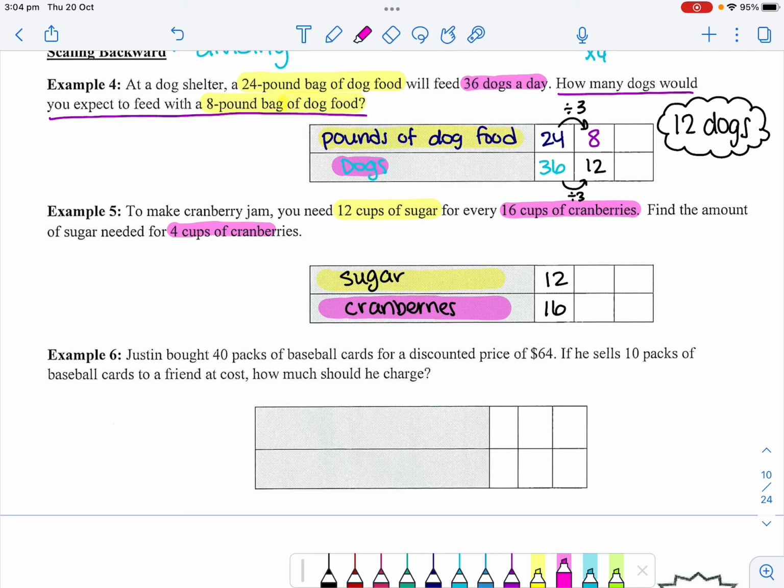And my cranberries were pink, so I'm going to highlight that in pink, which means that my 4 goes on the bottom part of my table. So now I'm trying to get from 16 to 4. 16 divided by 4 is 4. 12 divided by 4 is 3. So I'm going to say 3 cups of sugar.